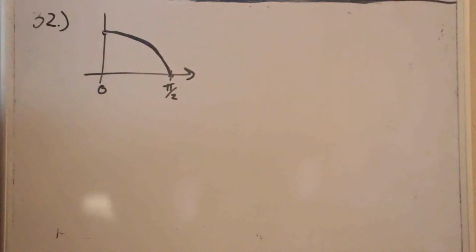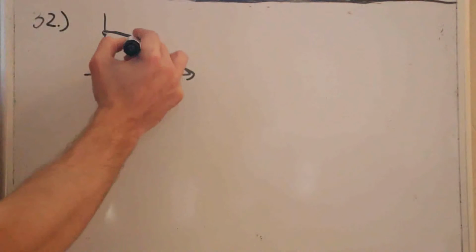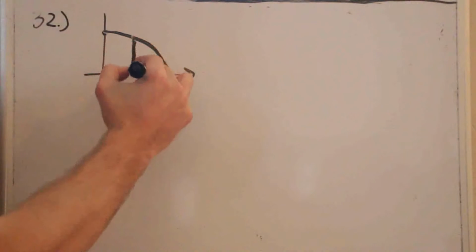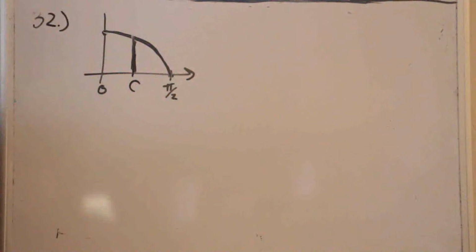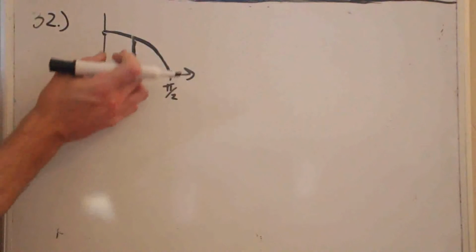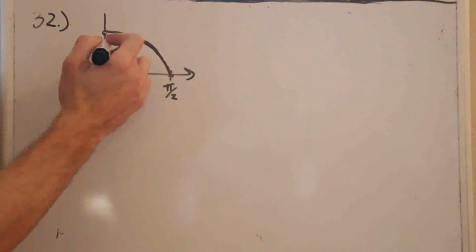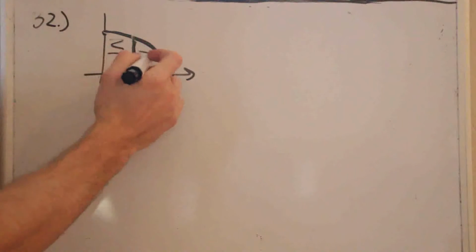And it's divided into two regions by the line x equals c. So I'm dividing it into these two regions at this point, x equals c. If the area of the region where x is between 0 and c is equal to the area of the region where x is between c and pi over 2, then c must be, what is it saying? Well, that's saying that the area of this region here is equal to this region here.